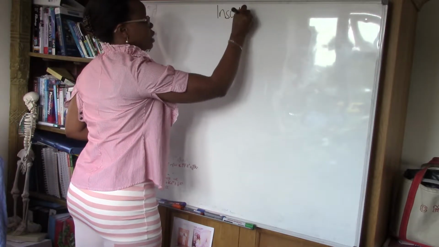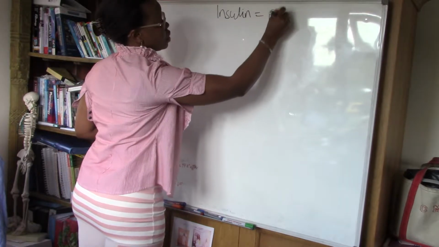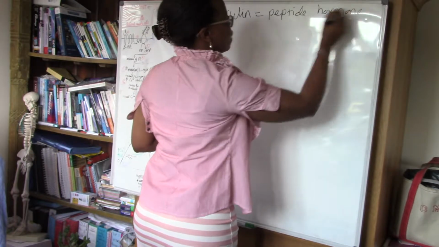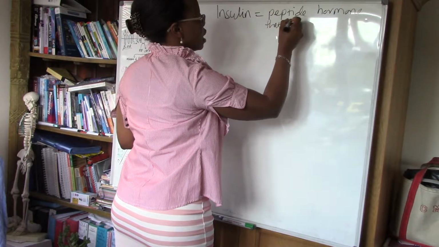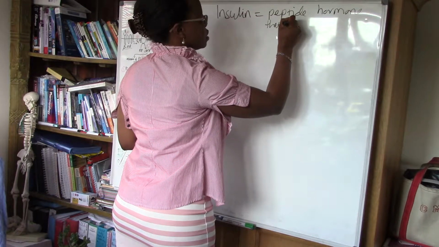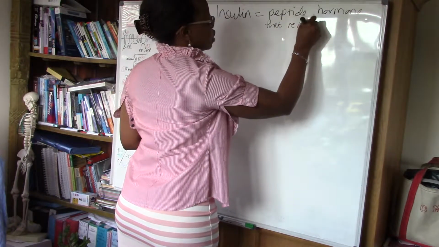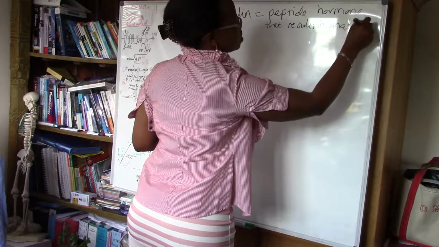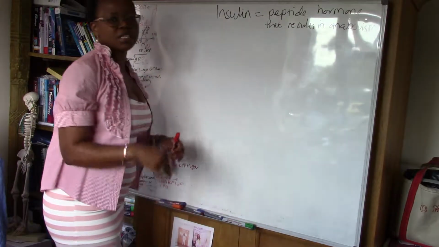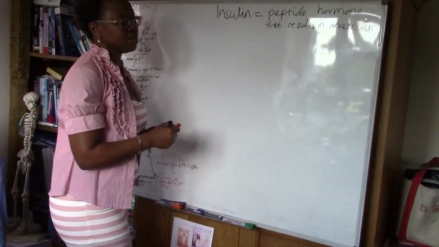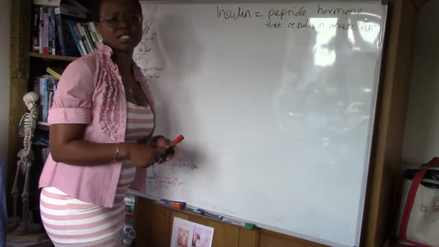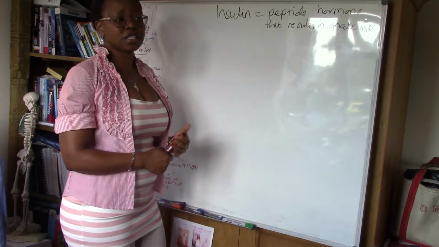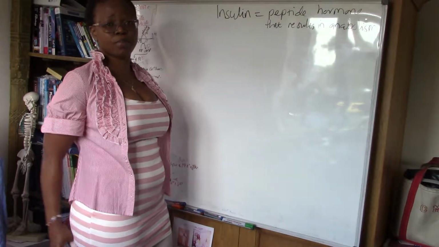Insulin is a peptide hormone, and its action results in anabolism. Obviously anabolism means synthesis of many things, such as synthesis of glycogen, synthesis of triglycerides, and indeed synthesis of proteins.